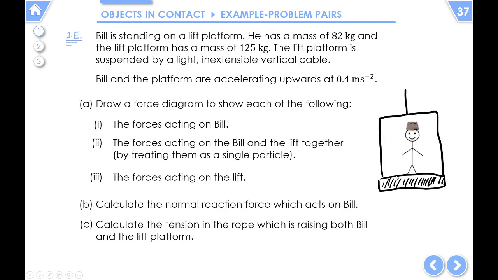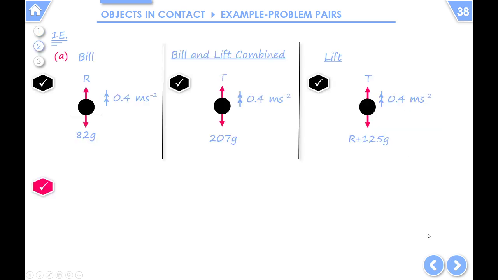If you imagine that Bill is standing on the lift platform, in the first diagram we had the forces acting on Bill, and there was a normal contact force acting upwards onto Bill. That means by Newton's third law, acting on the lift, there must be a normal contact force acting downwards. That's where the R bit comes from. But the lift platform itself already has a weight, and that weight is 125 g. And so the total force acting downwards is R plus 125 g.